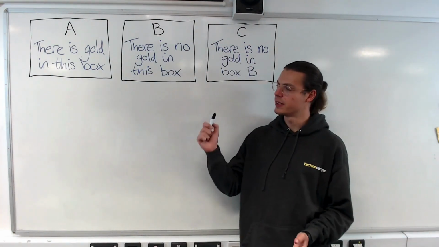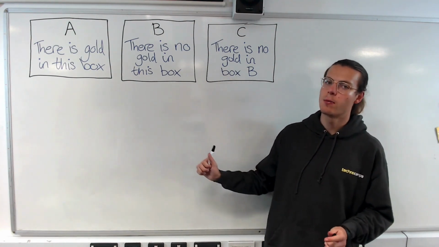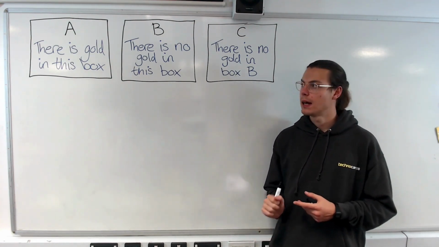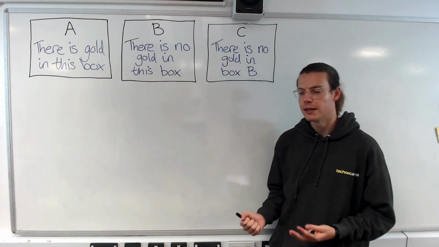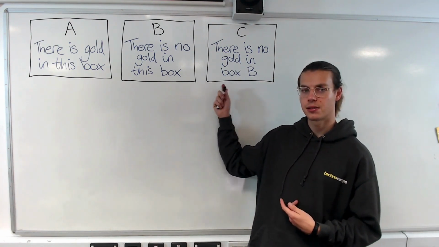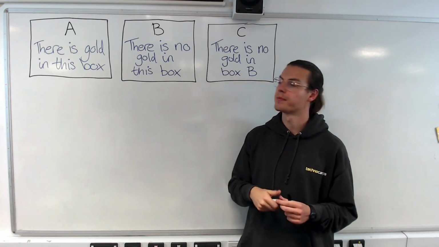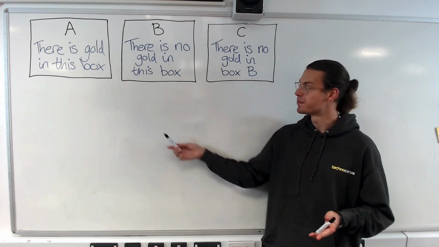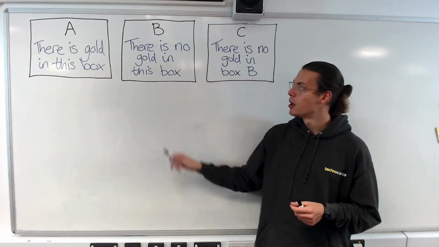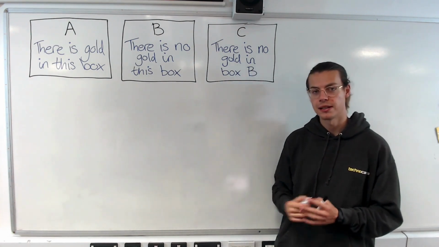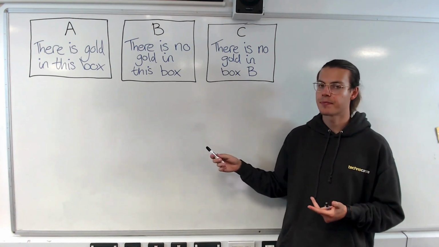We have found 3 boxes with a statement written on each. We know that at least one of these statements is true and at least one of these statements is false. What we want to know is, can we determine if there is gold in any of these boxes simply by reading the statements? Let's read the statements. Box A says there is gold in this box. Box B says there is no gold in this box. And box C says there is no gold in box B.